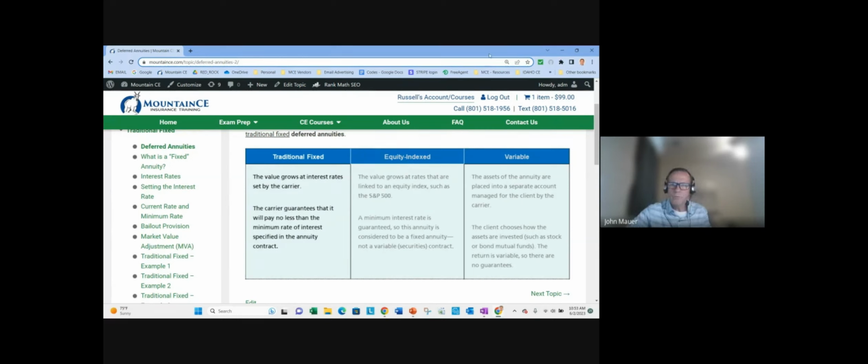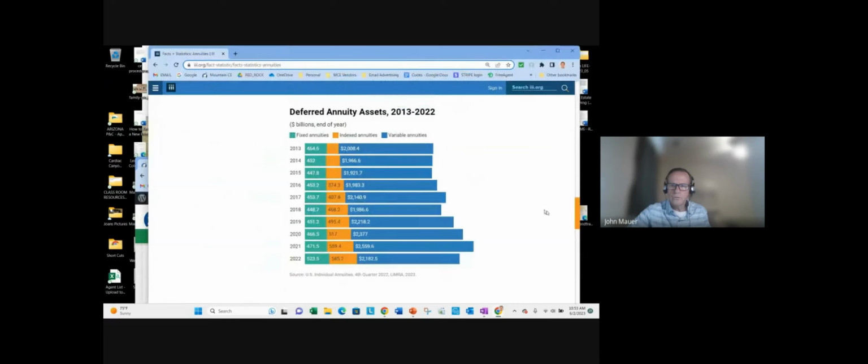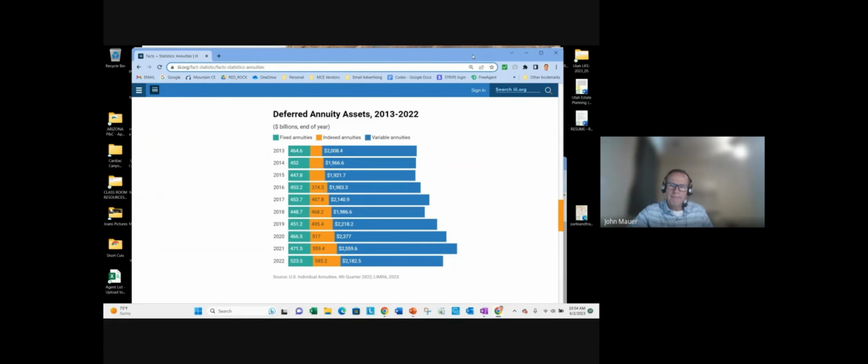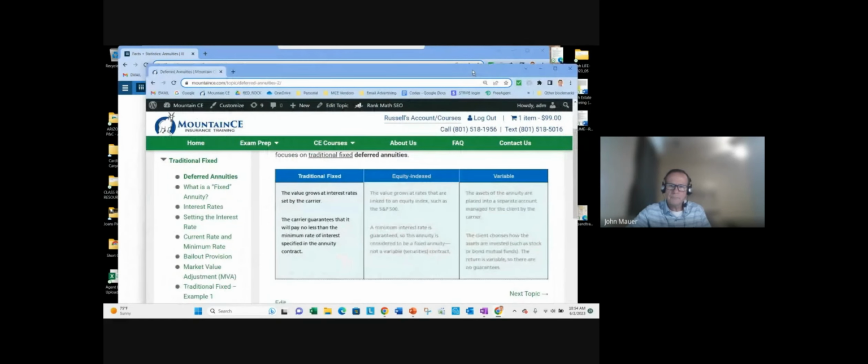If I go back to that graph here, last year was a pretty bad year for stocks, and this graph reflects a reduction in value in how much is in deferred annuities. It went from almost 2.6 trillion down to less than 2.2 trillion. Probably somewhat due to people not wanting to have money in deferred annuities because of the stock market uncertainty, but also the loss in value as well.